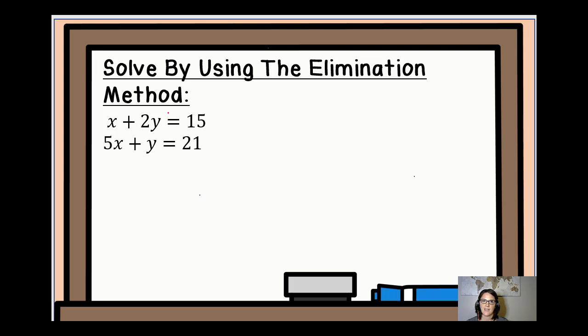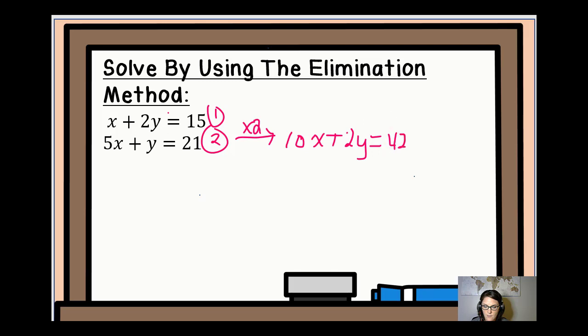So what we need to do next is we need to either make the x's match, so either we're going to have 5x and 5x, or we can make the y's match and have 2y and 2y. So it doesn't really matter. I'm going to get the y's to match. So I'm going to again start by calling this equation 1, equation 2. And I'm going to multiply the second equation by 2. So 10x plus 2y equals 42.